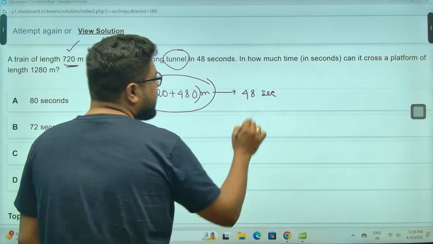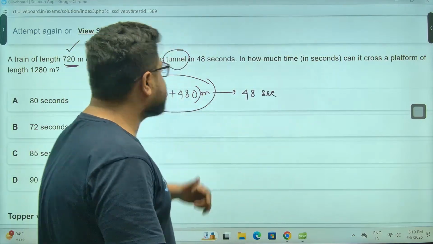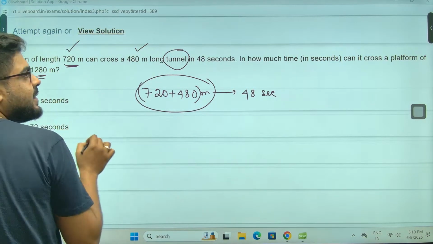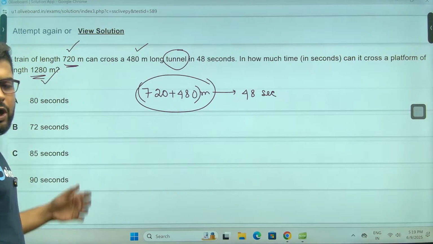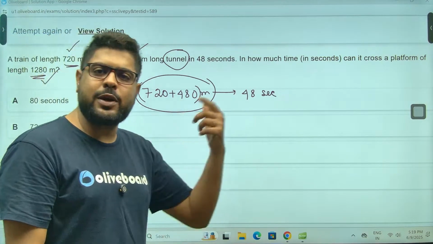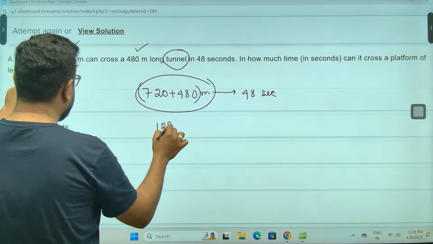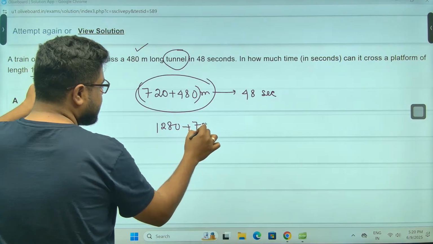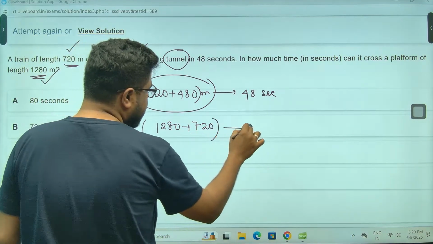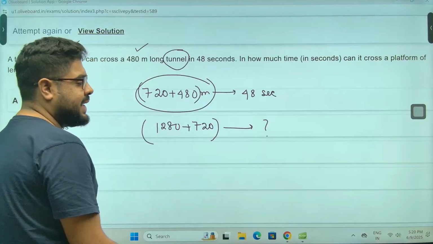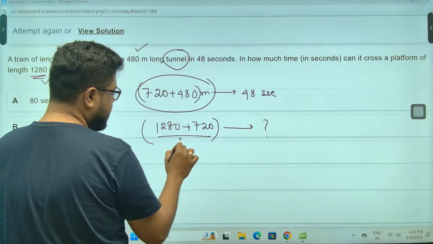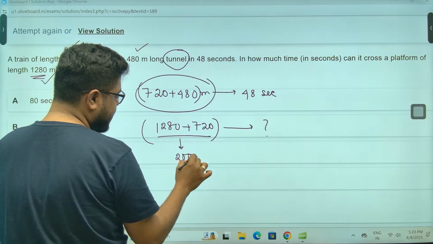Perfect. How much time can it cross a platform of this? If the train now wants to cross this particular platform, sir, how much distance does it need to go? Sir, the length of the platform plus its own length. This is what is asked, sir. It's very evident this is 2000 meters.